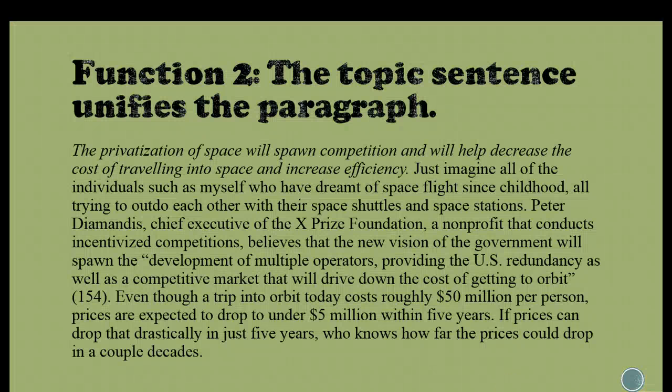Function 2, the topic sentence unifies the paragraph. So this ties the whole paragraph together. When a reader reads this, they go, okay, great, I know what to expect out of this whole paragraph. It's all going to be about this. If it's not, you're going to get confused readers. So a unified paragraph means that every sentence is about that guy.